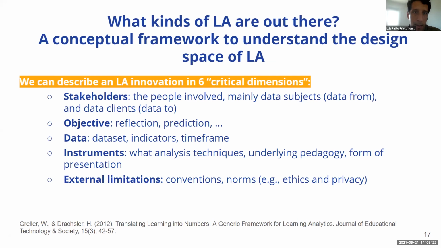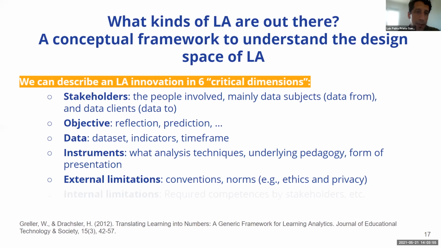And then the framework also talks about limitations that should be taken into account when using the system, like external limitations, meaning external to the system itself and the user. So, things like conventions about the use of these systems, or norms, things like what are the ethics and privacy norms that have to be taken into account, for example, depending on which country you are working in, or which community and local culture, things like that.